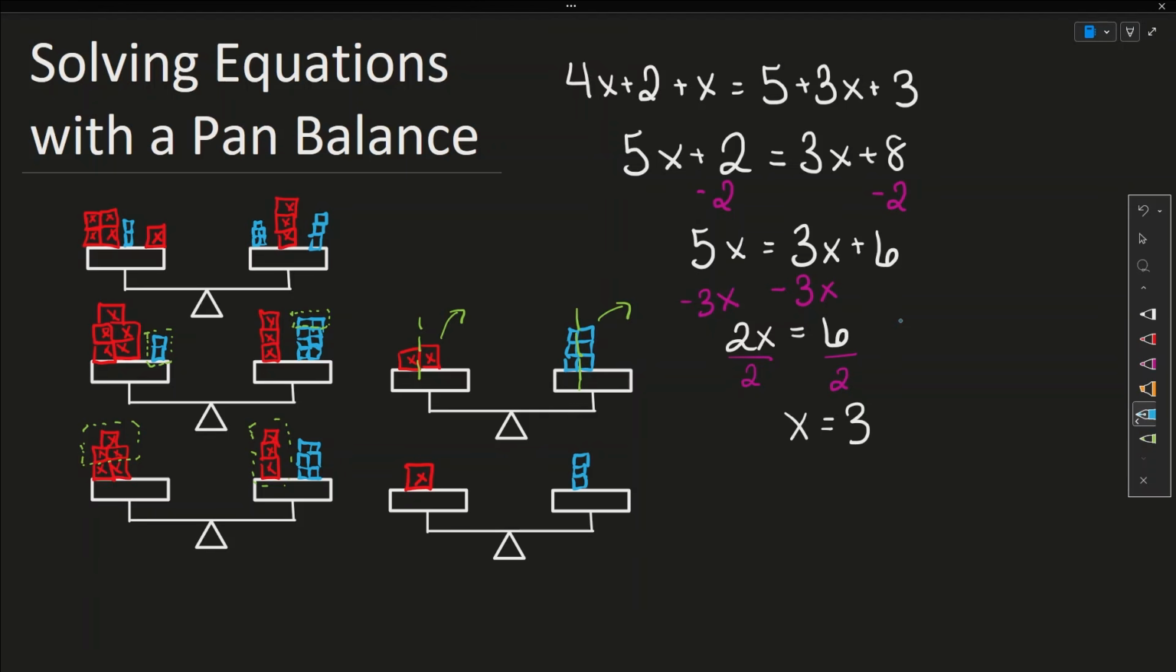This is a wonderful example because we can see the meaning behind the algebra steps. When we subtract 2 from both sides, we are keeping the balance equal. When we subtract 3x from both sides, we are keeping the balance equal. When we divide both sides by 2, we are still keeping the balance equal. Remember, solving an equation means finding the value that makes both sides equal. The pan balance helps us see why the same operation must be done to both sides.